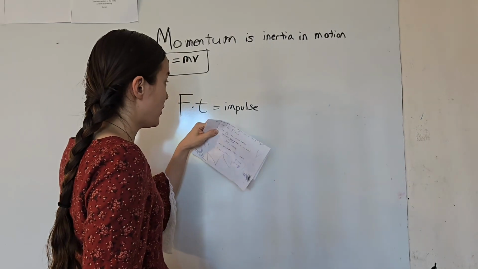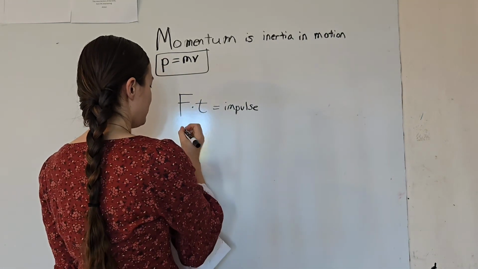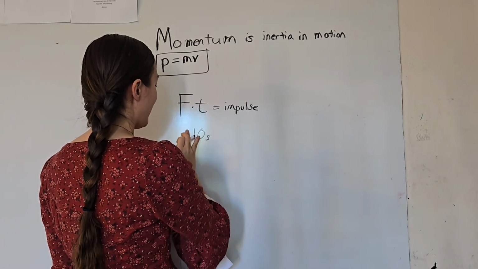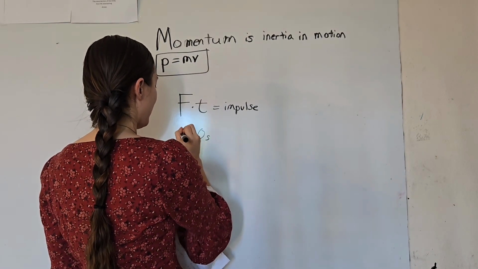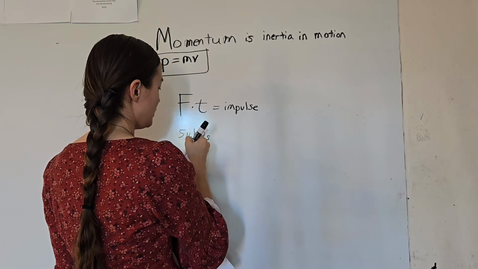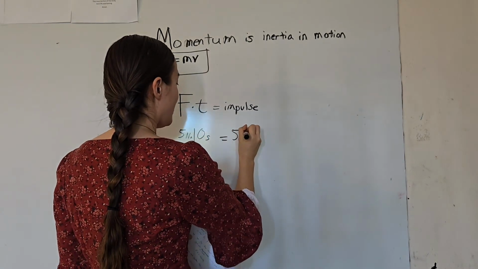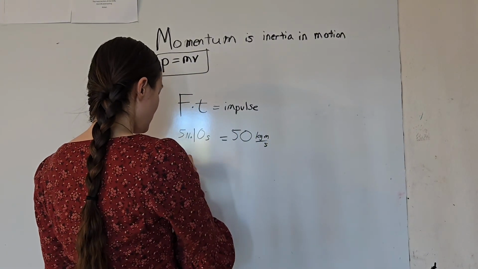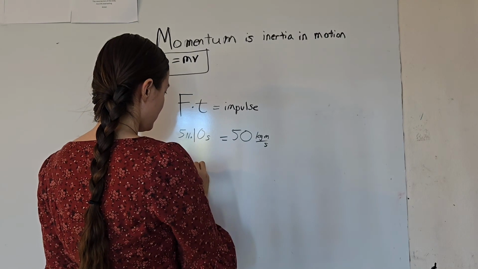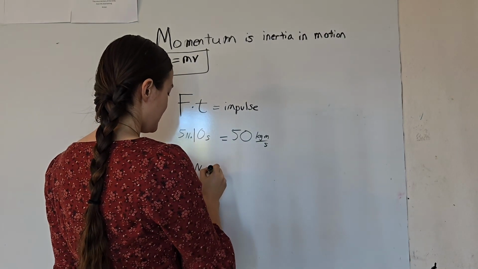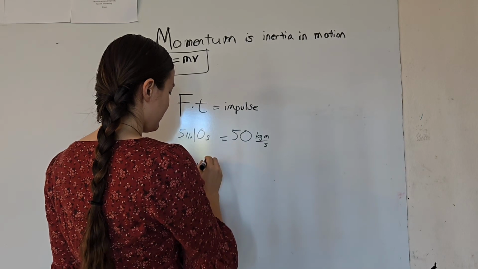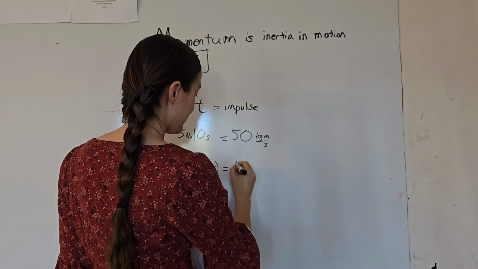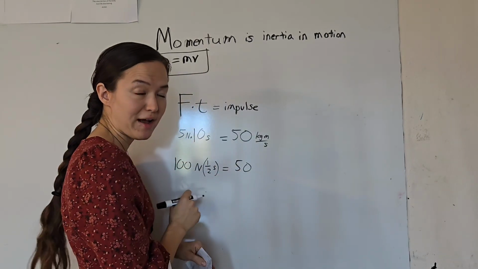Okay, so how long you exert that force matters. Imagine a not very big force, say 5 newtons, but you give it for 10 seconds. You're going to have an impulse of 50 kilogram meters per second. Now suppose you've got a huge force, like 100 newtons, but you only apply it for half a second. You're going to end up with the same impulse, even though you have a much bigger force here.